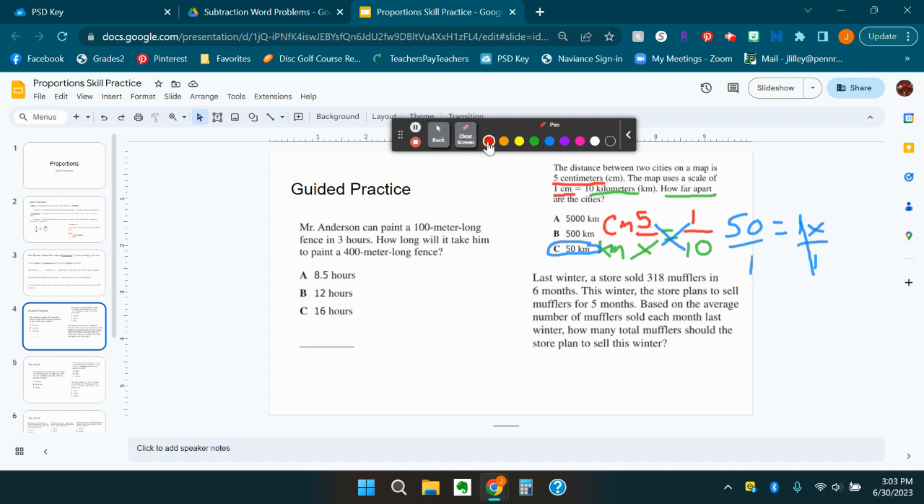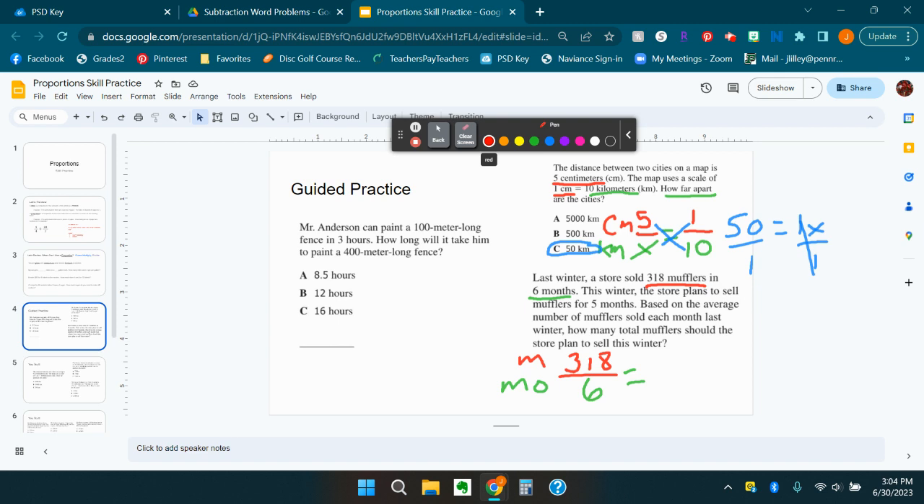In the last example, it says, last winter, a store sold 318 mufflers in 6 months. There's my first fraction. 318 mufflers, 318 of them, and they sold that in 6 months. I'm going to do MO for months.